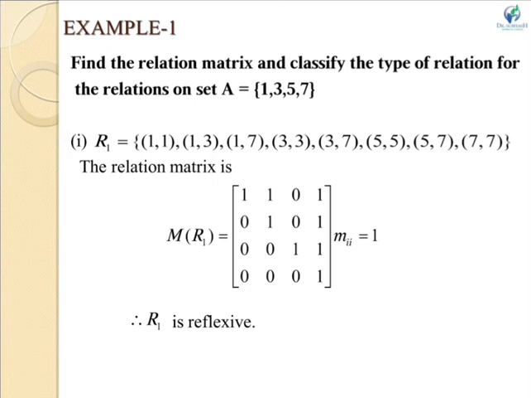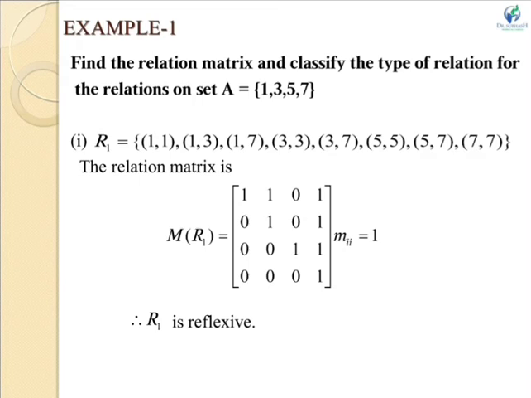Now next, if I move to element 3, (3,1) is not there, so 0. (3,3) is there, so I have kept here 1. Next (3,5) is not there in the set, so 0. (3,7) is there, so 1. Similarly, if I consider the next element 5, (5,1) is not there, (5,3) is not there, (5,5) is there, so 1, (5,7) is there, so I will put 1. Now for the element 7, (7,1) is not there, (7,3) is not there, (7,5) is also not there, but (7,7) is there, so here I will put 1.